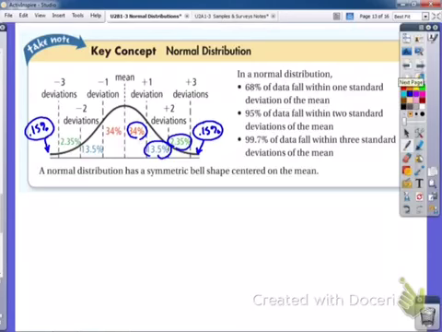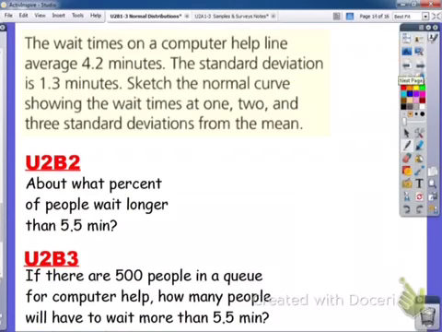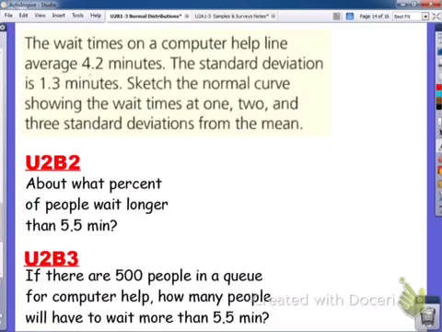Okay, so let's look at an actual problem here. This is from your notes. I've moved the wording around a little bit if you've got notes that look slightly different than this. But it says, the wait times on a computer helpline average 4.2 minutes. Okay, so that's important. It also says the standard deviation is 1.3 minutes. That's important.